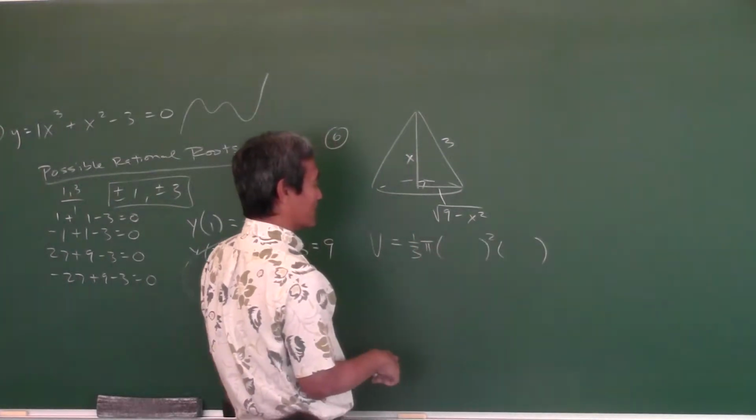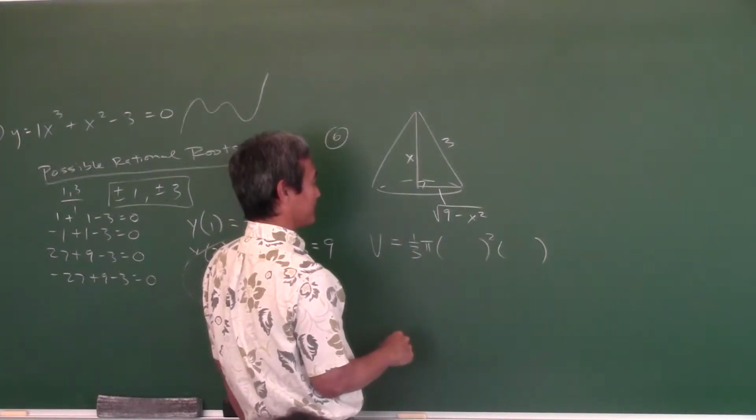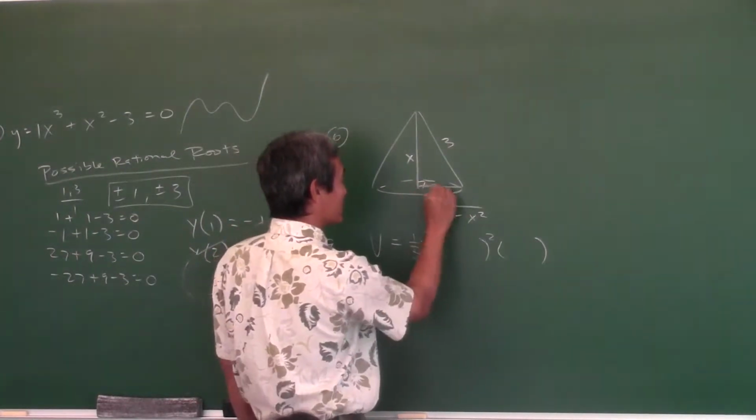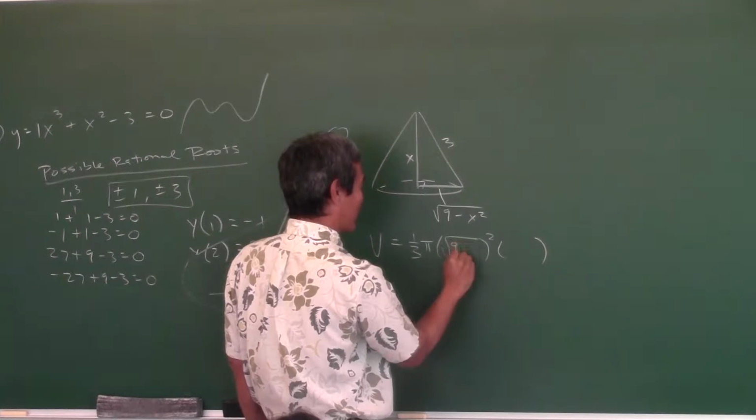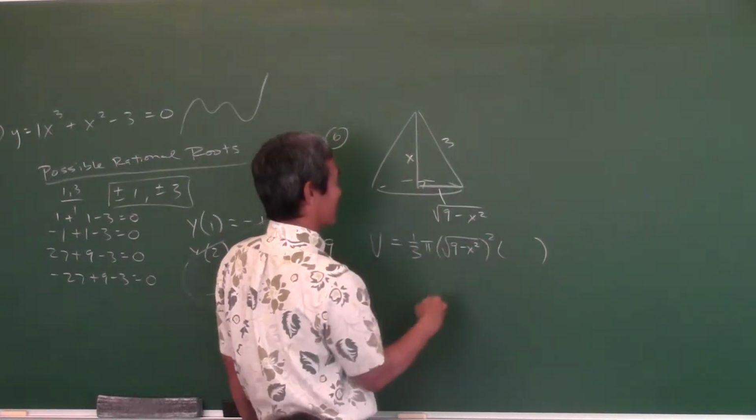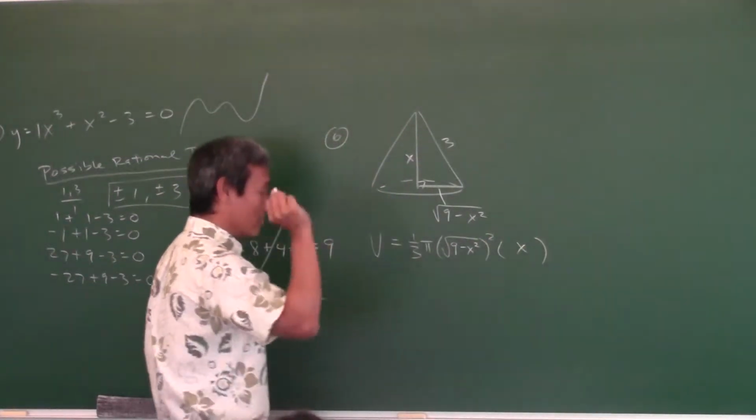Now look at this picture. What is the radius? Are you serious? It's this thing right there: square root of 9 minus x squared. What's the height? x. And there you go.